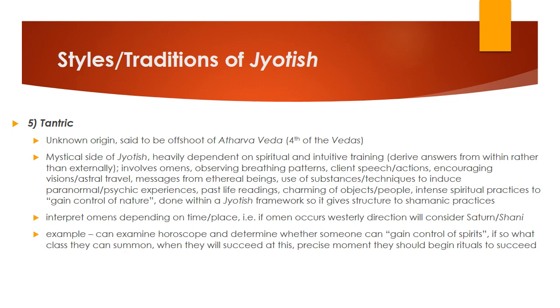If there's an interpretation of omens, then where that omen happens in time and place will help determine the interpretation. So if the omen occurs in a westerly direction, then the Tantric practitioner will consider Saturn, or Shani, because Saturn rules the western direction. The symbolism and implications of Shani will be incorporated into the interpretation.